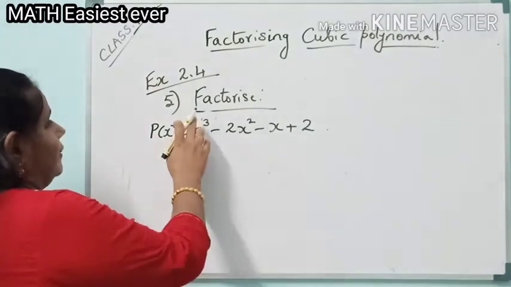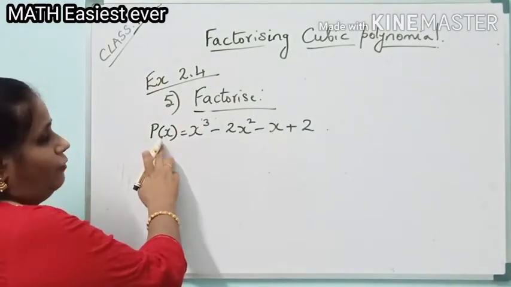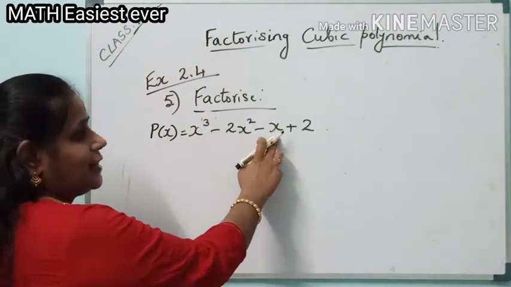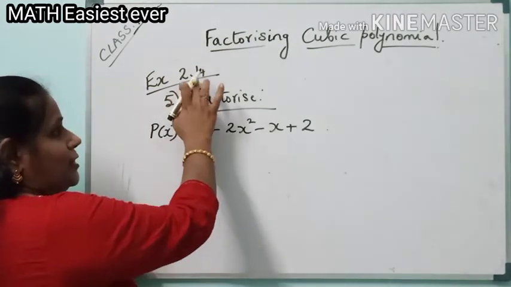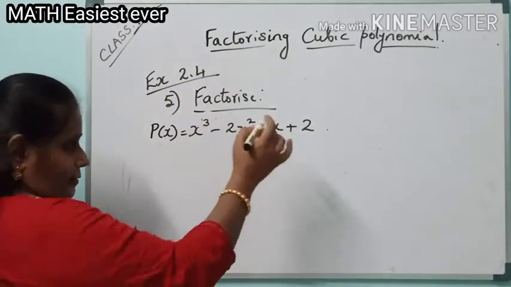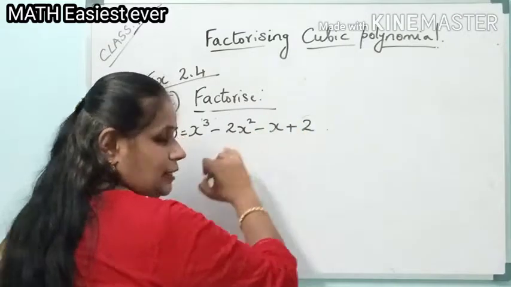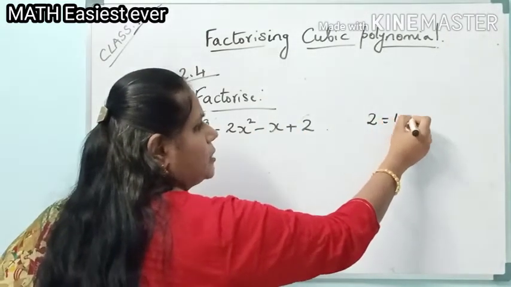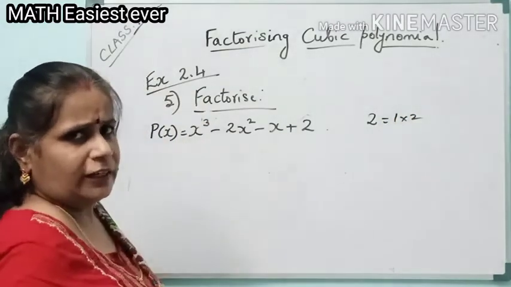Now, factorize the polynomial p of x is equal to x cube minus 2x square minus x plus 2. This is your exercise 2.4, fifth question, right? So, let's start with that last number 2. What are the factors of 2? Factors of 2 are 1 and 2. Isn't it? 1 and 2 are the factors of 2.